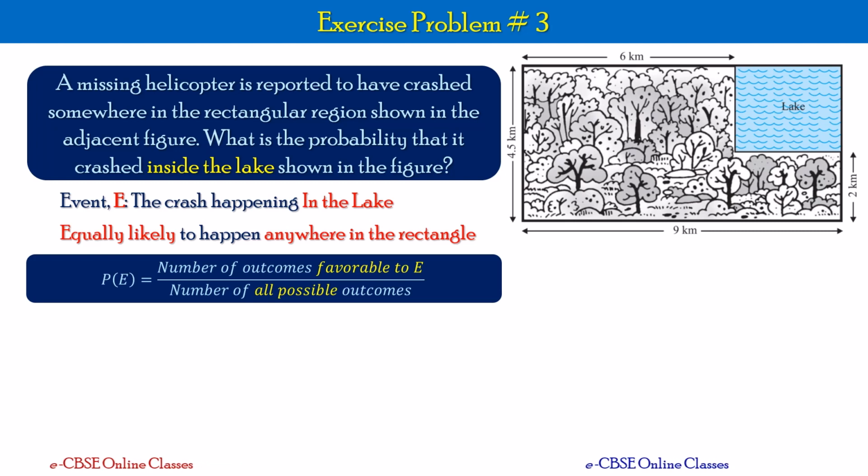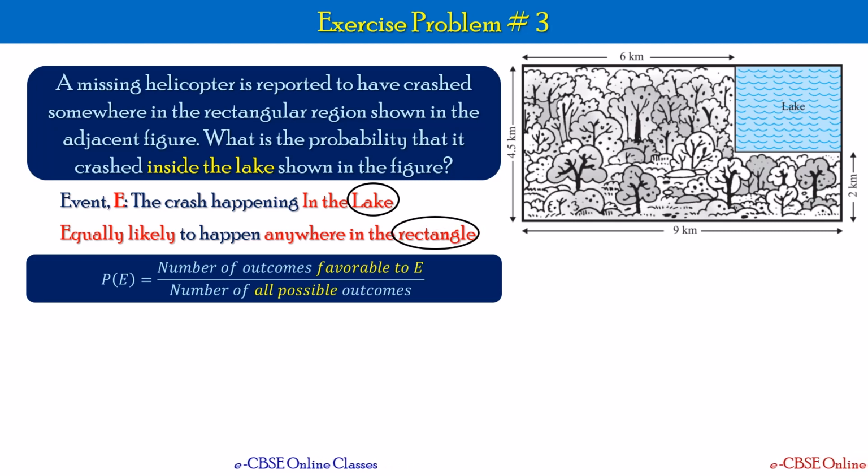Okay, here there is no number given. Those are dimensions given for a rectangular area and we need to calculate the probability from the dimensions. So we need to assume that the number of outcomes possible will be proportional to the area. Here the favorable outcome is inside the lake and all possible outcomes are within the entire rectangle, correct?